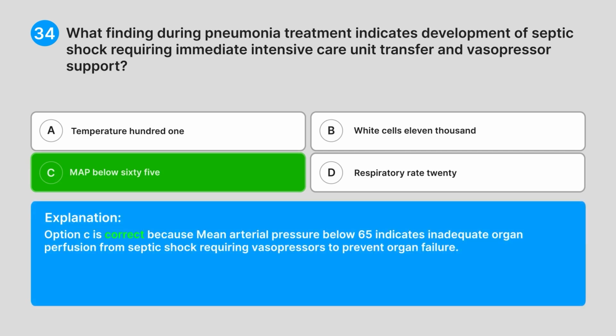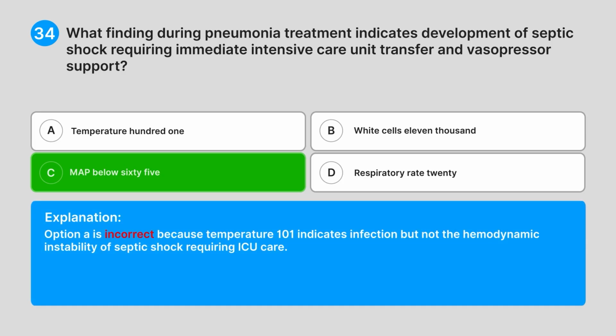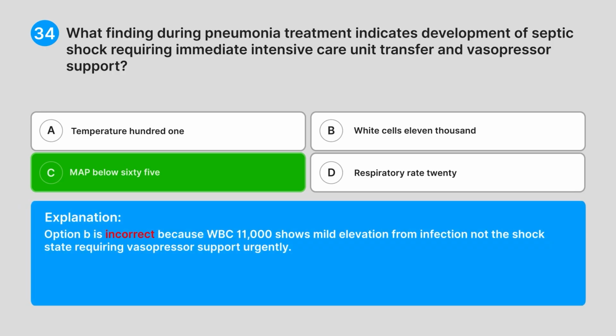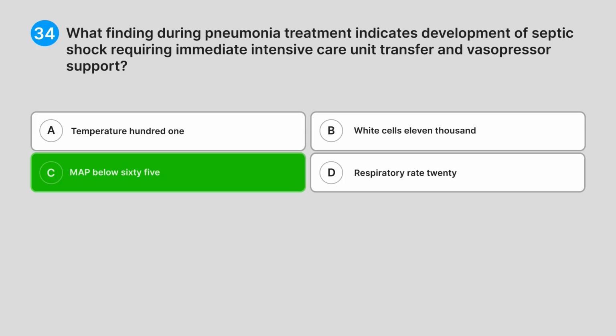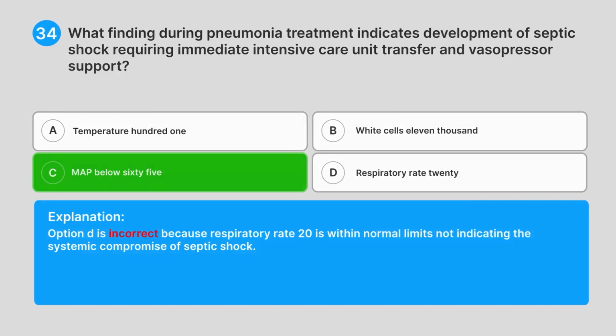Explanation: Option C is correct because mean arterial pressure below 65 indicates inadequate organ perfusion from septic shock requiring vasopressors to prevent organ failure. Option A is incorrect because temperature 101 indicates infection, but not the hemodynamic instability of septic shock requiring ICU care. Option B is incorrect because WBC 11,000 shows mild elevation from infection, not the shock state, requiring vasopressor support urgently. Option D is incorrect because respiratory rate 20 is within normal limits, not indicating the systemic compromise of septic shock.